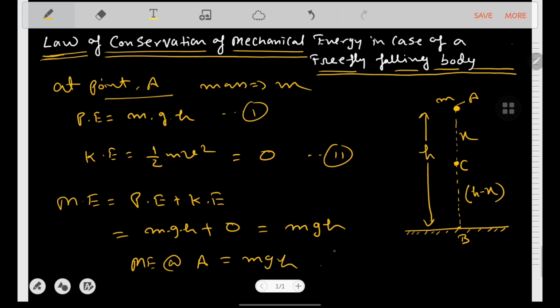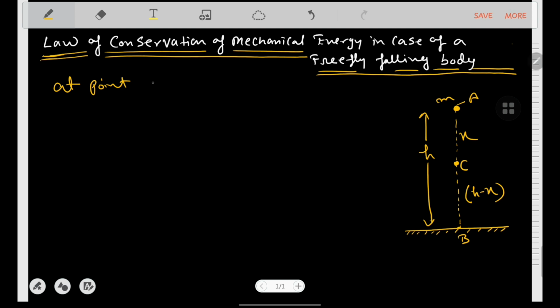Now this same value we have to check, we have to prove that at point C and point B it is the same or not. So let's move forward to the point B. I hope this point A is clear to all of you. You can pause the video and check which point is not clear. You can repeat this once again.